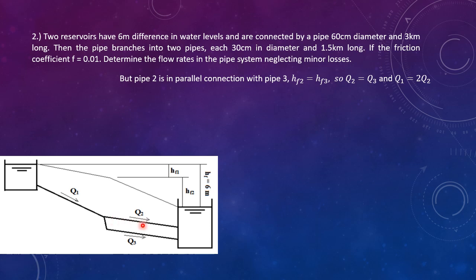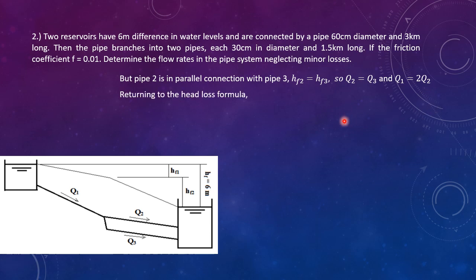But pipe 2 is in parallel connection with pipe 3. Therefore, head loss in pipe 2 is equal to head loss in pipe 3. And if their head losses are equal and they are identical pipes, Q2 is also equal to Q3. And if Q2 is equal to Q3, then Q1 is equal to twice Q2.